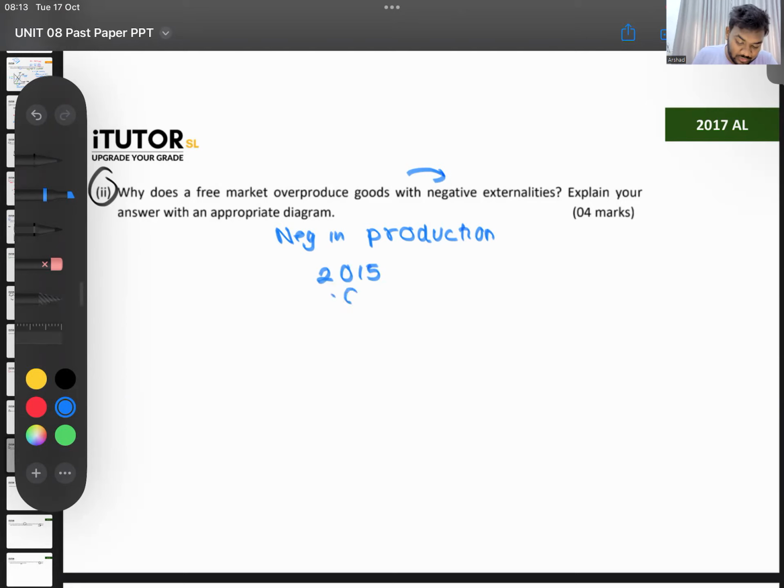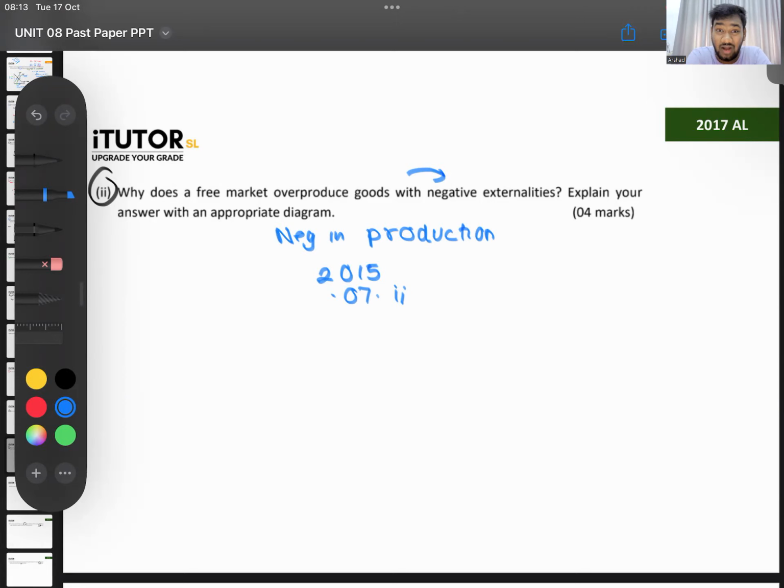Question 7, part 2. Okay. So this is the same question as that. So why does a market overproduce with negative externalities? You draw the diagram. Say that the market economy looks at only their private cost. They ignore the external cost. There is a much higher social cost, but since they only consider their private cost, what happens? They end up overproducing. Also, you can talk about how they're charging a price that is too low. You can explain the story.